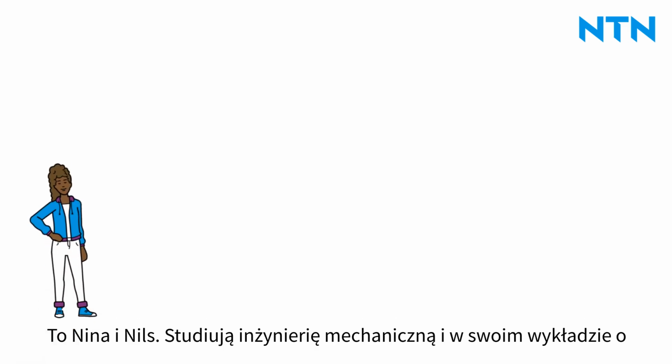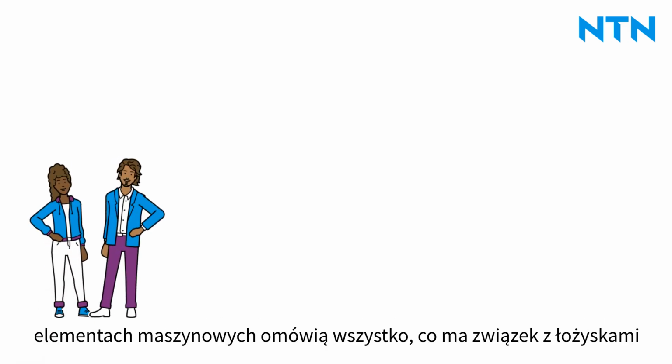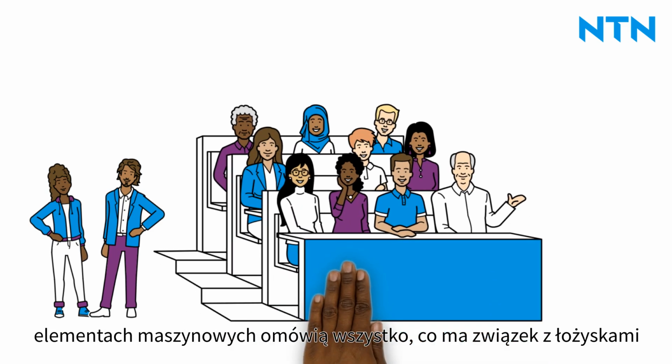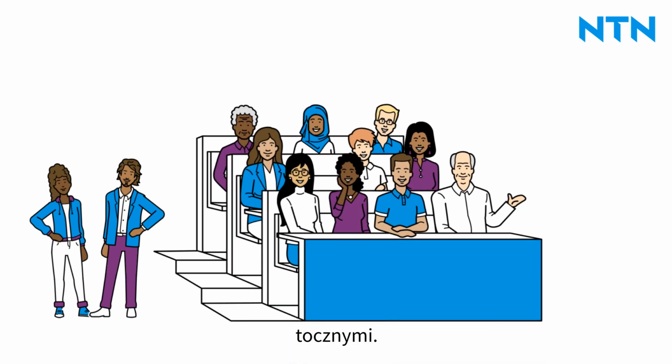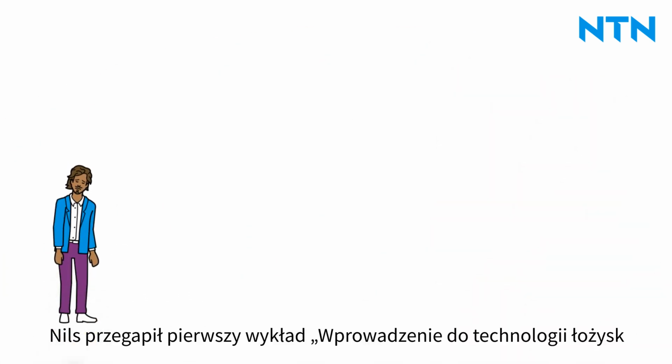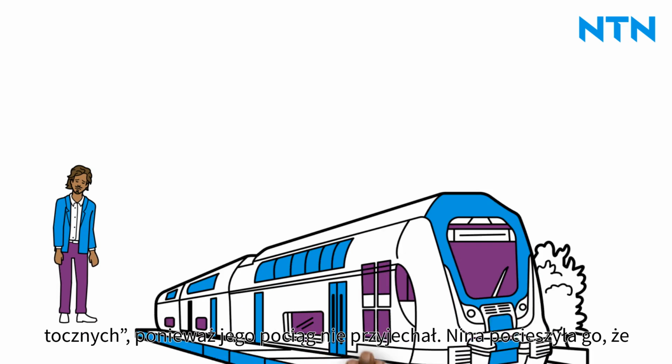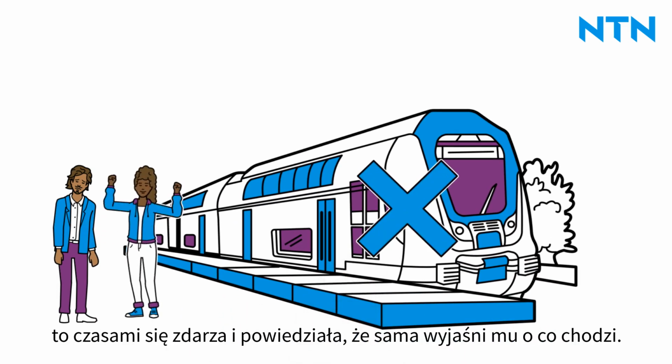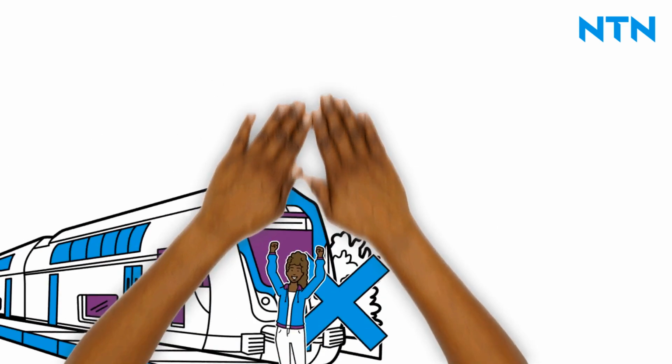These are Nina and Niels. They are studying mechanical engineering, and in their lecture on machine elements, they will also cover everything to do with rolling bearings. Niels missed the first lecture, Introduction to Rolling Bearing Technology, because his train was canceled. Nina says, "That's typical. I'll explain what it was about."